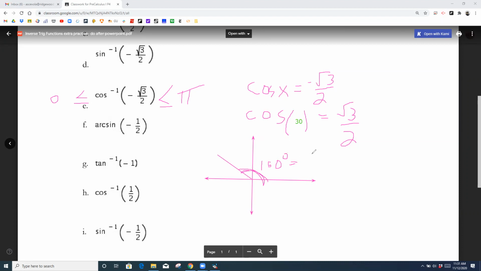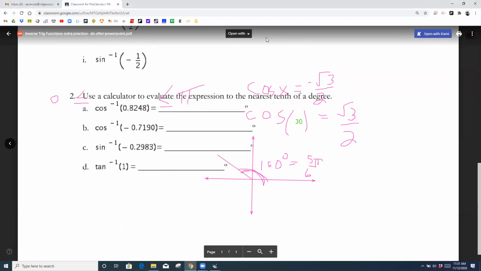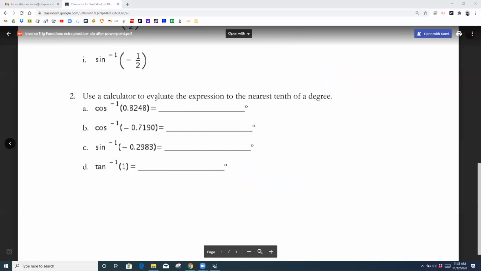So 150, and so just convert it to radians, so it'd be 5 pi over 6. All right. That's the last thing I wanted to show you, that if you're doing it with a calculator, you can literally just type it in the calculator, but just realize that it's only going to give you angles in the respective quadrant. So this will give you an angle in quadrant 1. This will give you an angle in quadrant 2. This will be quadrant 4. This will be quadrant 1.